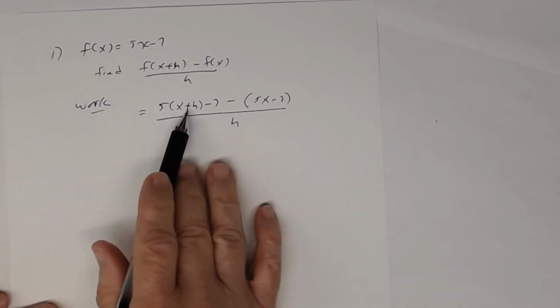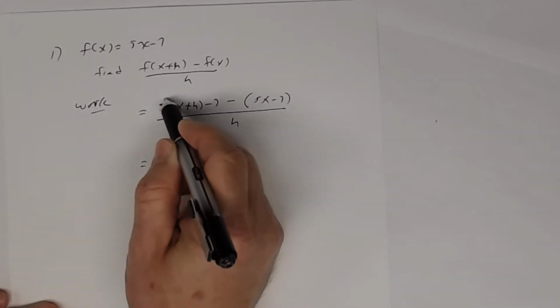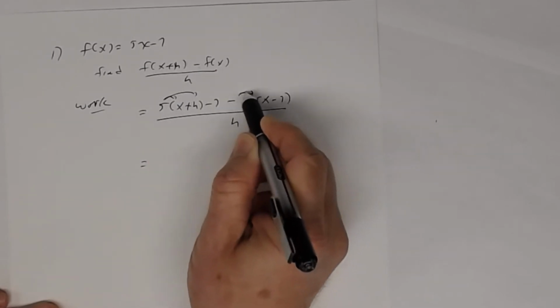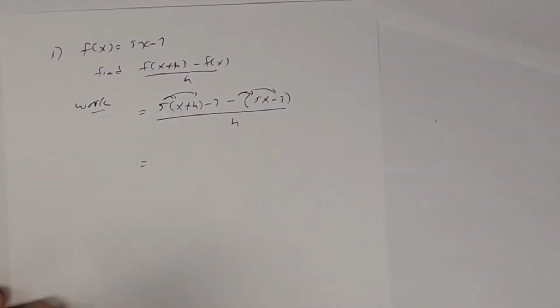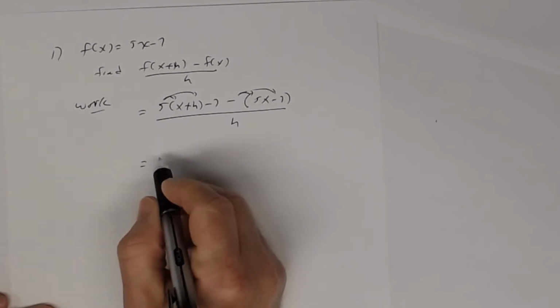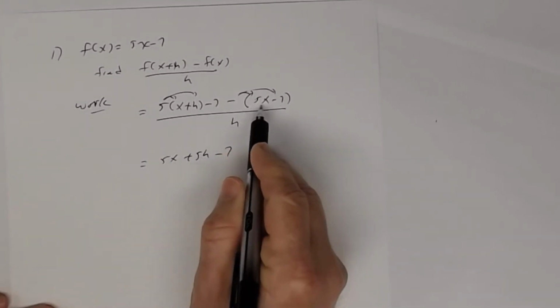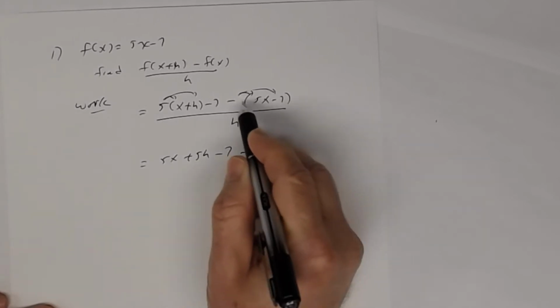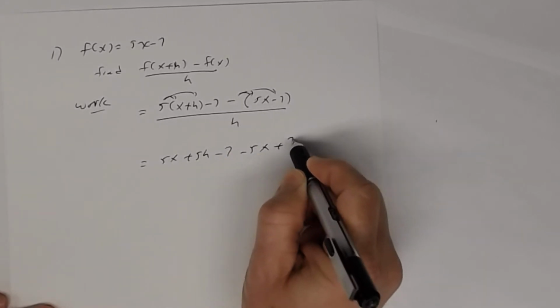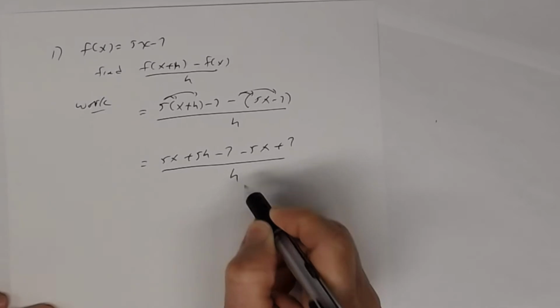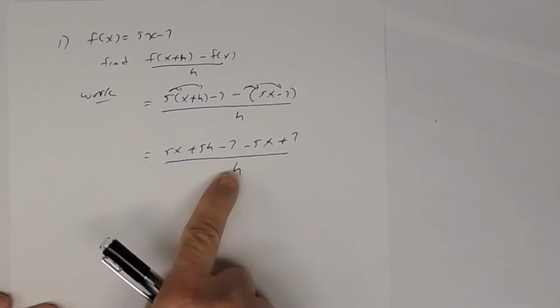All right, and then we're going to go ahead and distribute. So we're going to distribute here and then distribute the negative symbol there. So 5 times x is 5x. 5 times h is 5h minus 7. And then the opposite of 5x becomes negative 5x. The opposite of negative 7 becomes positive 7. All divided by h. Don't forget to divide by h.